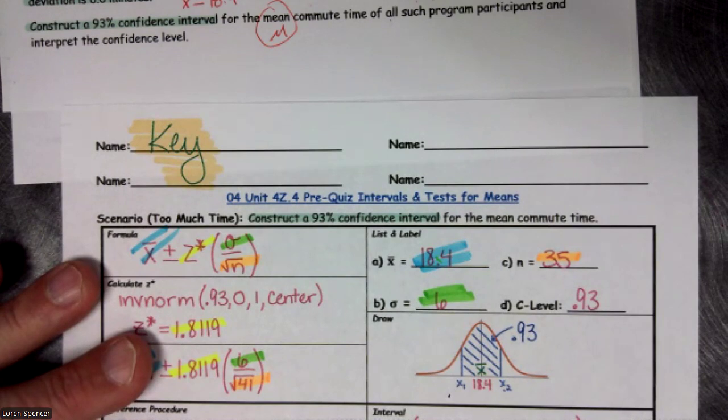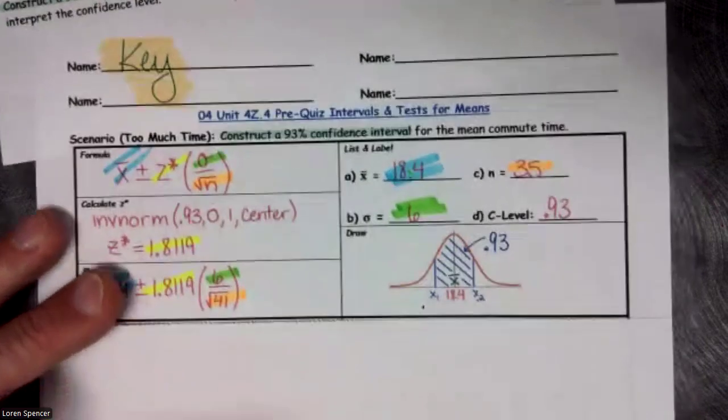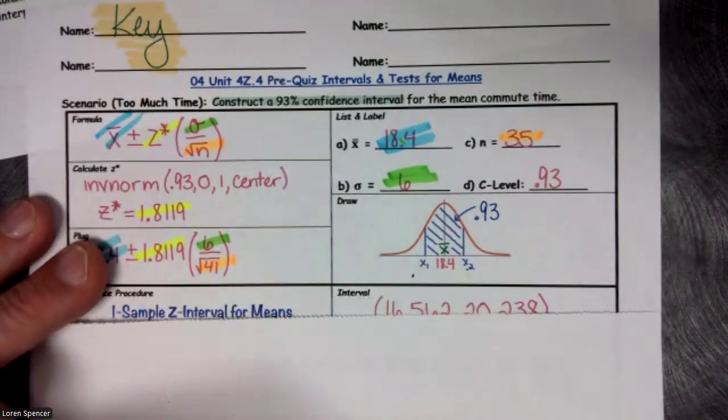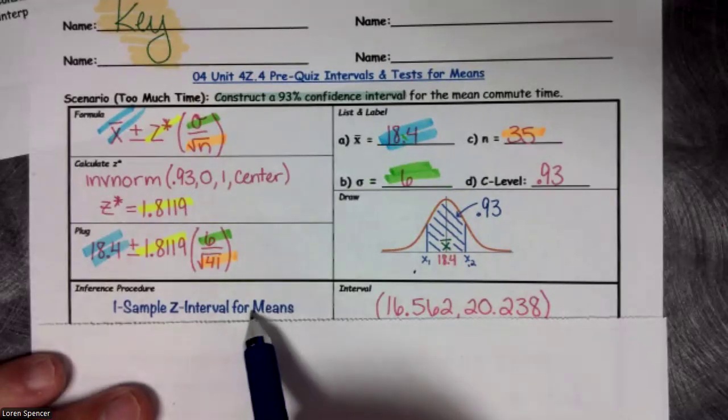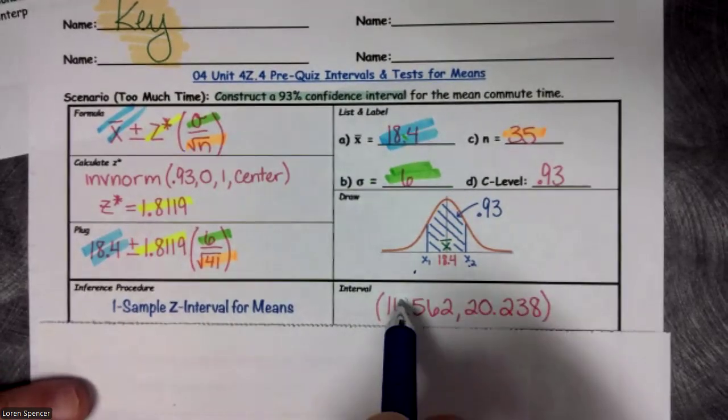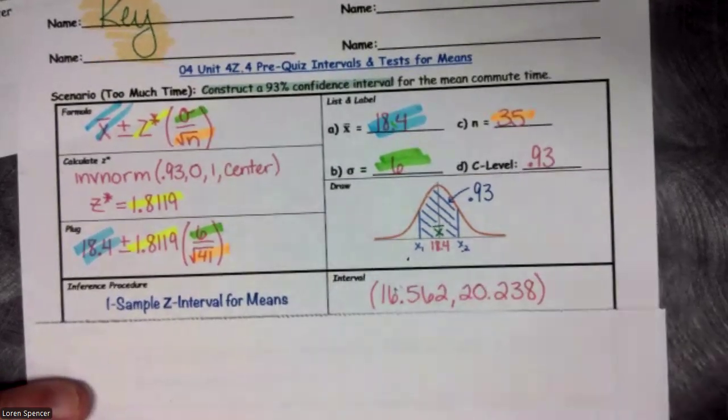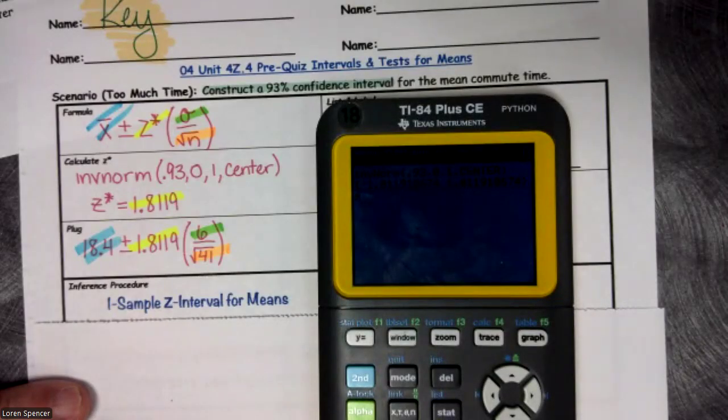So the inference procedure, well, this is a one sample z interval. So one sample z interval, and now we need to calculate that. Well, how did I do that? Well, I went to STAT TESTS.